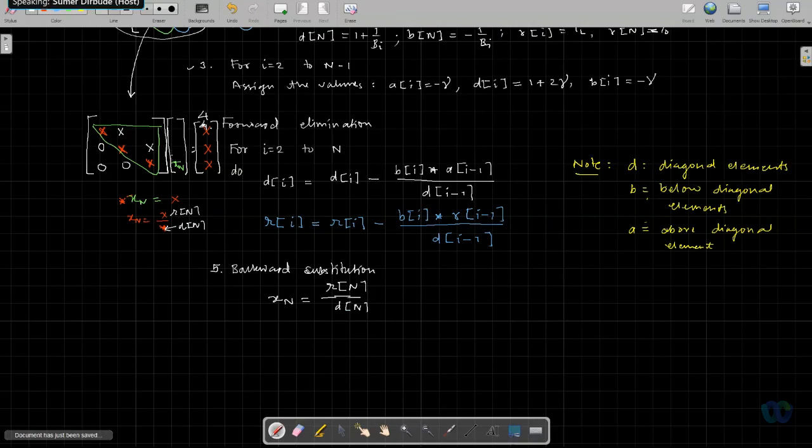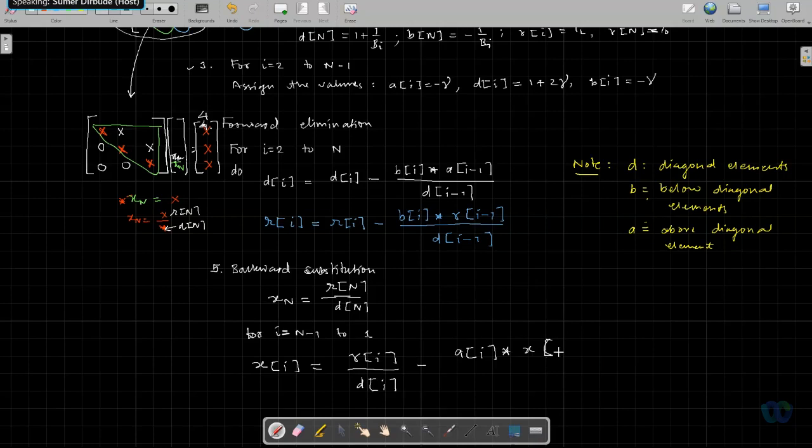Then for xn minus 1 to x1, we have to write separately for i equals n minus 1 to 1. xi will be equal to ri divided by di, minus ai into xi plus 1, divided by di.